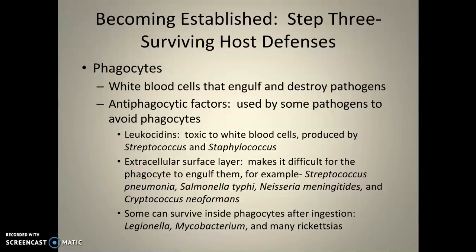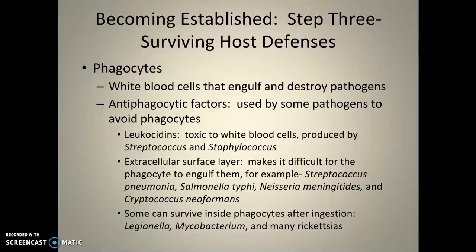Some things that bacteria do to avoid this is they can produce things called anti-phagocytic factors that prevent them from being phagocytized by host cells. Leukocidins are chemicals that are made by strep and staph that are toxic to white blood cells. They might have an extracellular surface layer so they can hide themselves and can't be found by immune cells. But also some of them are good at surviving inside the phagocytic cells. Mycobacterium tuberculosis specifically can be engulfed within an immune cell, but then still survive once it is in the immune cell.